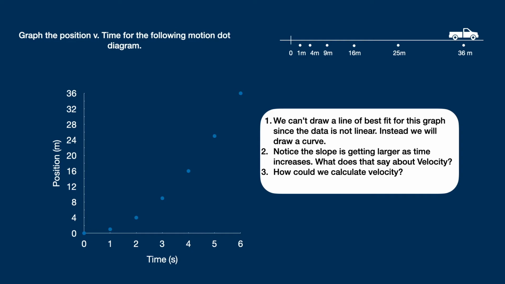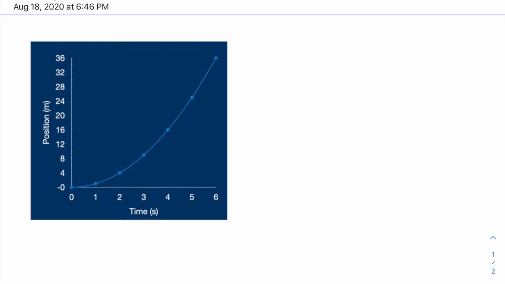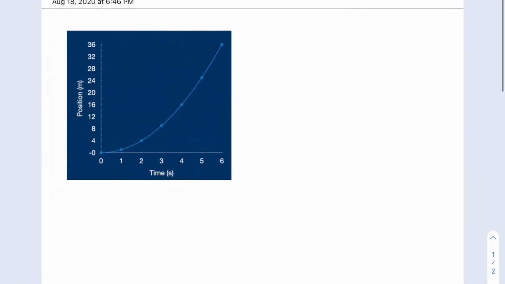All right, so how could we calculate velocity in this case? That's a little bit more of a trick here. We could calculate either an average velocity or an instantaneous velocity. So we'll take a minute and do both of those. Let's start with average velocity because that's pretty easy.